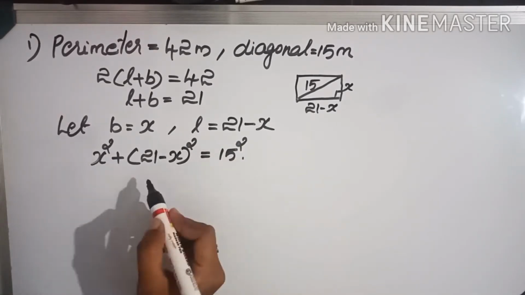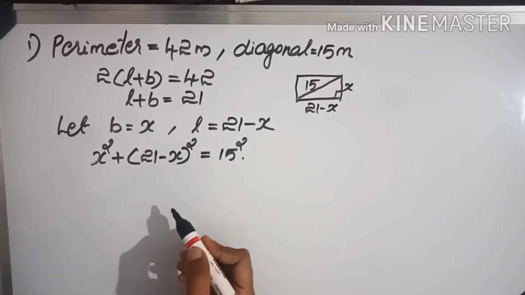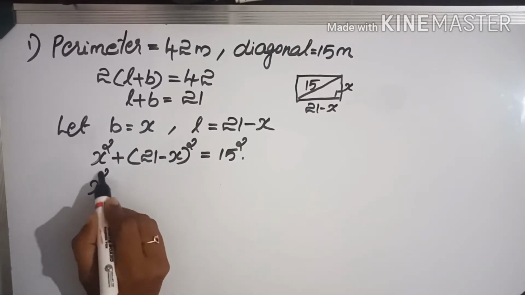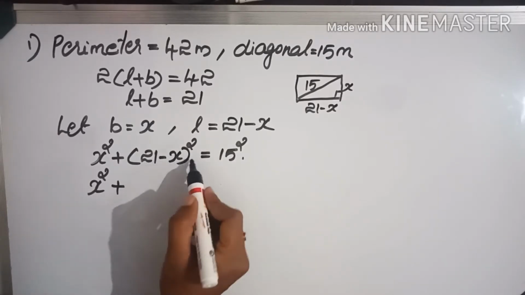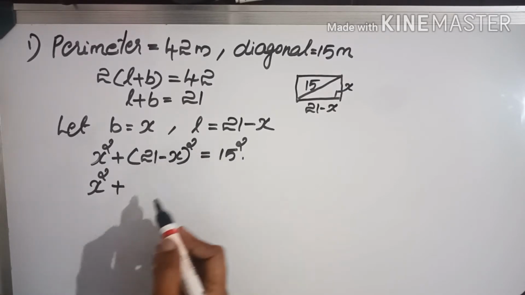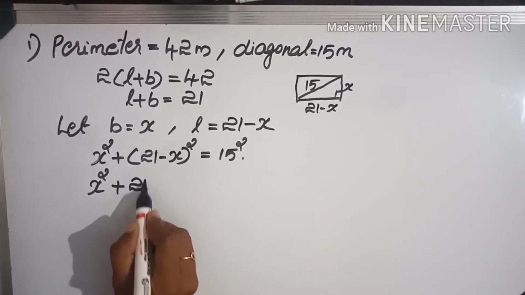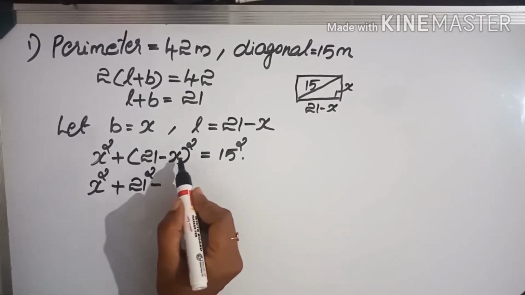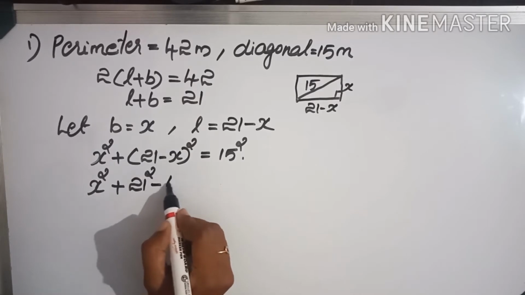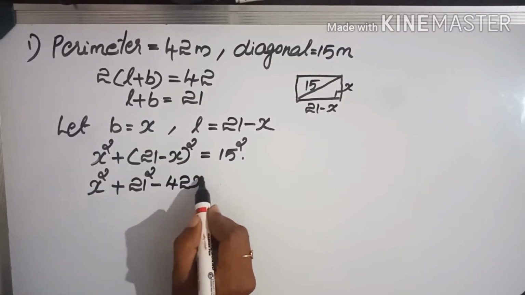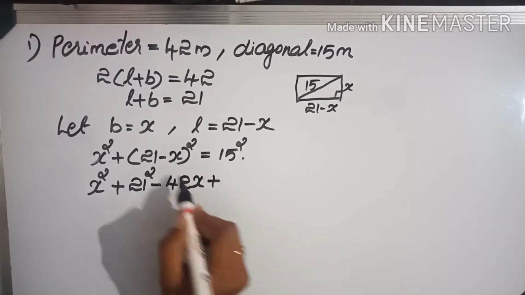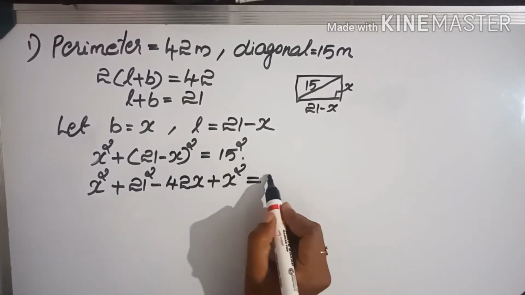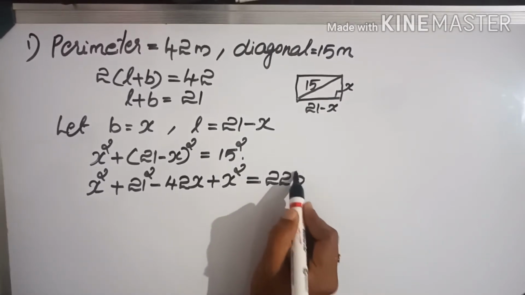Now from this we have to write the second degree equation. So for that let's open the bracket. Here x square plus (21 minus x) the whole square. So (a minus b) the whole square identity: here a square means 21 square, minus 2ab, that is 2 into 21 into x, 2 into 21 is 42, 42x, then plus b square. B square means here it is x square. So x square equal to 15 square, that is 225.